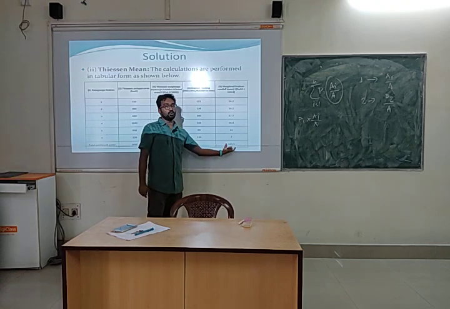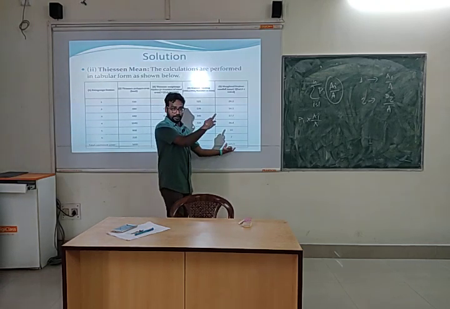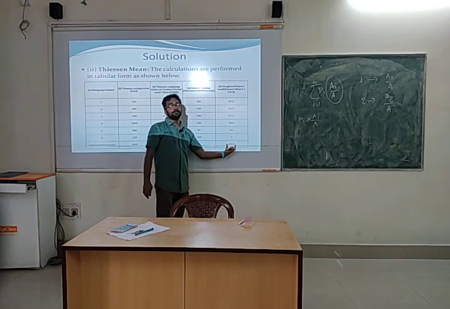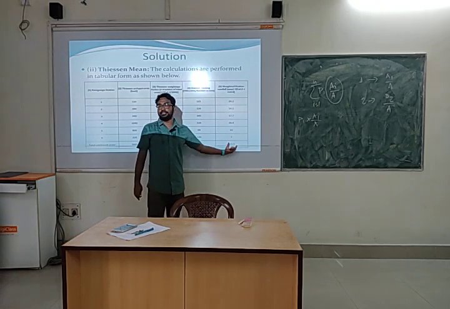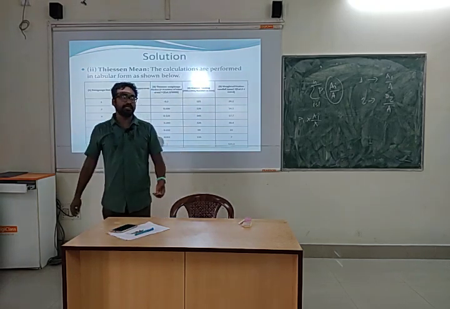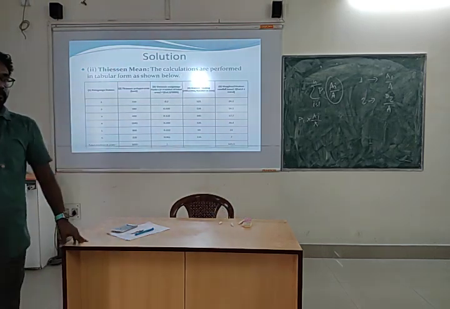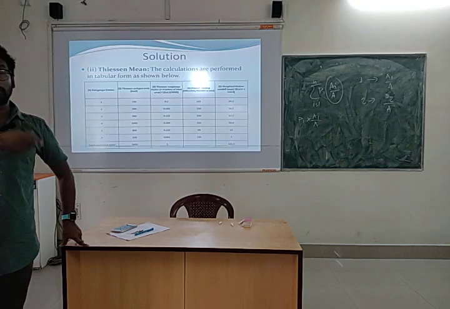If you sum up all the values, summation of Pi Ai by A, you will get the average precipitation, which is equal to 121.5 millimeters.